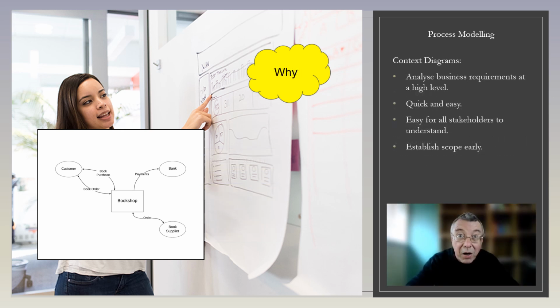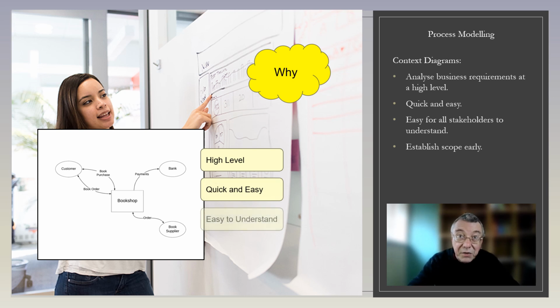The great thing about a context diagram is the fact that it enables you to understand a business system and business requirements at a high level before you dive into all the detail. They are relatively quick and easy to do, relatively easy for stakeholders to understand and therefore validate, and it will help you to establish the scope of a project, of a system under investigation early, which is a good time to do it.